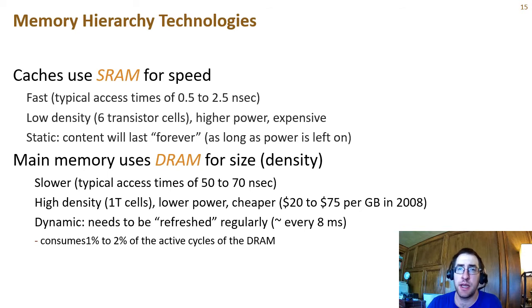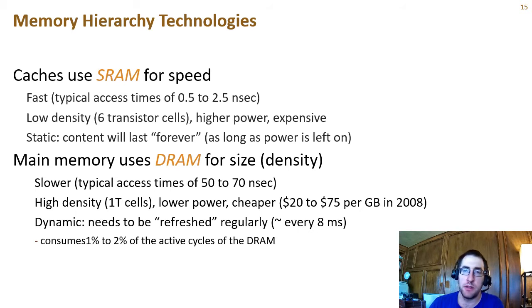So caches use SRAM for speed, with fast access times: within a clock cycle for 2 gigahertz and below processors, a couple of clock cycles for faster than 2 gigahertz processors. Low density, they use approximately 6 transistors. There are different ways to implement the SRAM, but about 6 transistors. It takes a lot of power. You've got to keep those transistors going. You've got to keep power going through the bistable loop. But it's static as long as the power's on. What you put into the loop stays in the loop.